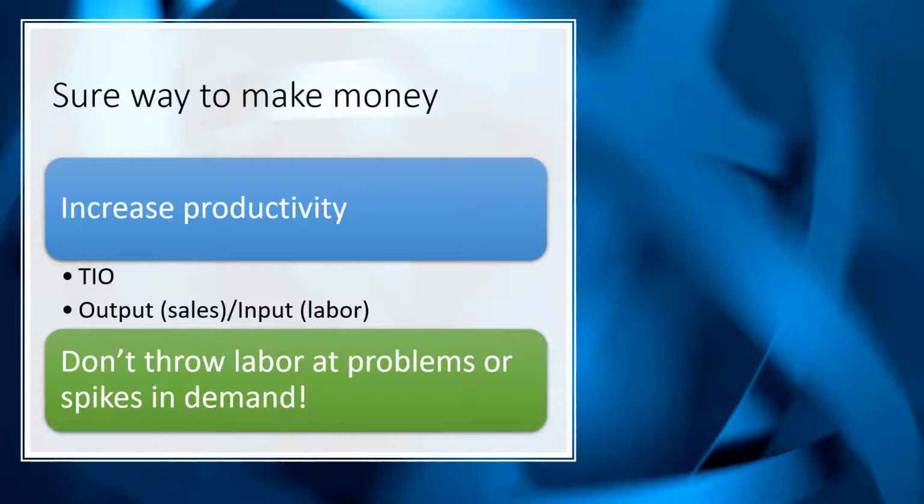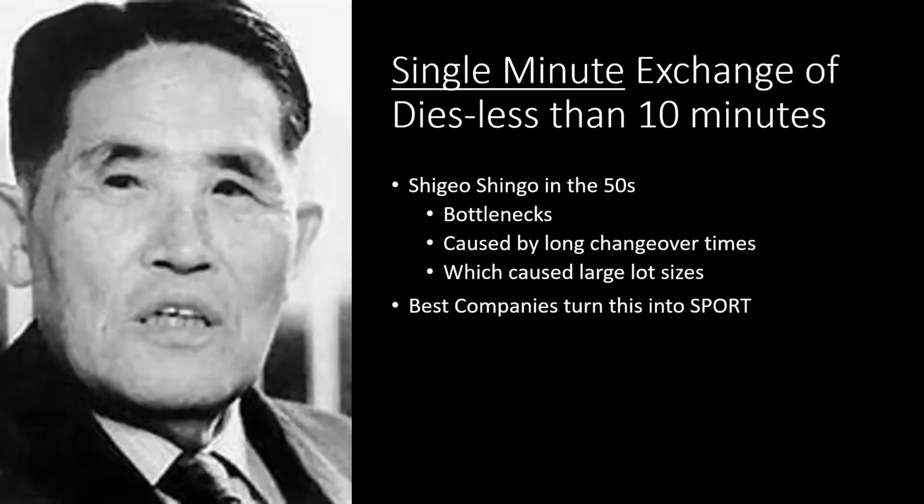Now let's talk a little bit about the concept of SMED. Again, single minute exchange of dies means the changeover time is less than double-digit minutes, so less than 10 minutes. There are full transmission lines, huge setups, at Toyota that are under 10 minutes, right? It's a concept pretty much well established by Shigeo Shingo in the 50s, and it's to combat bottlenecks, which are caused by long changeover times, which cause large lot sizes, which cause a high water level on the floor. The best companies turn SMED into a sport.